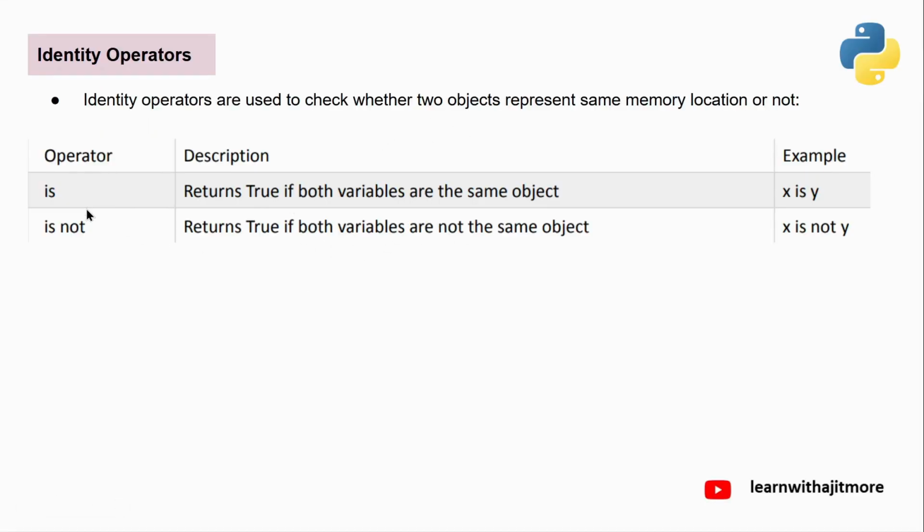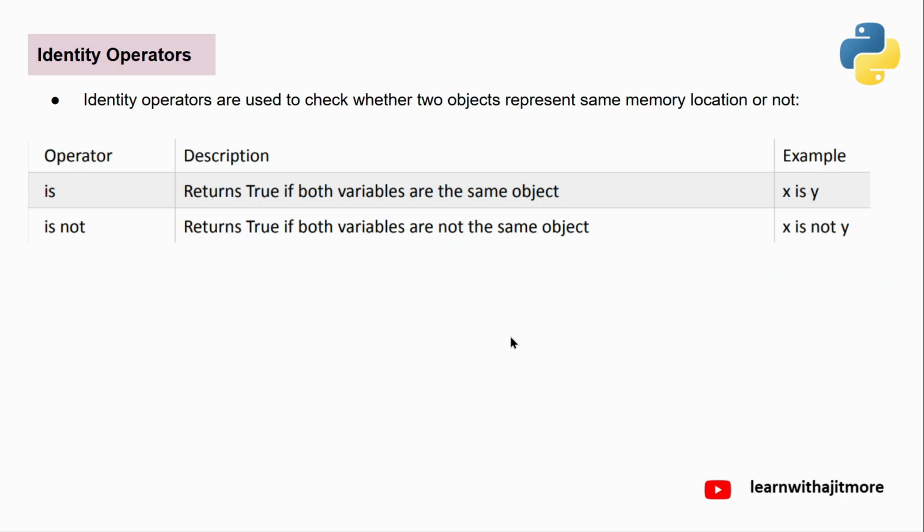So in short, what it is checking, that is clear to you, right? See here, X is Y. It is just checking whether X is referring to the same address where Y is referring. It is just confirming whether X and Y both are referring to the same memory. If they both are referring to the same memory, it is true. Otherwise, false.